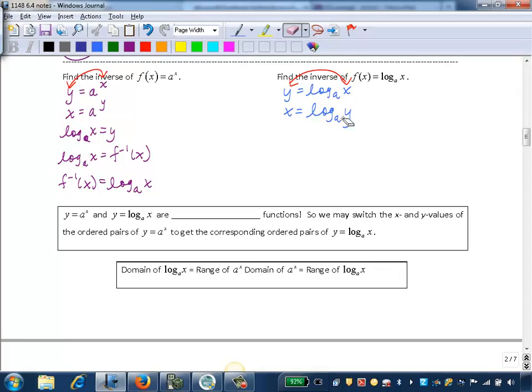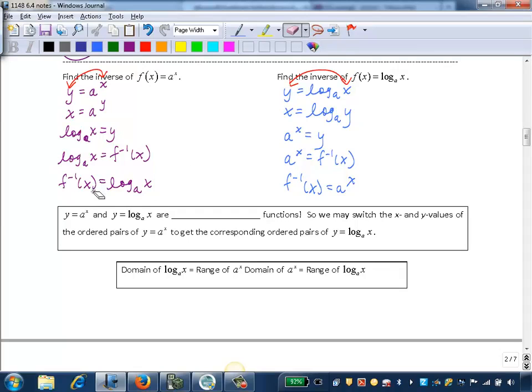So again, now I want to isolate the y, write it in y equals form. So I'm going to have to write this in the equivalent exponential form to get this y out of the argument. So I can rewrite this as a to the x power equals y. So there's your y isolated. And then we just rewrite that with our f inverse of x notation. So we have a to the x equals f inverse of x. And I'll just turn it around. F inverse of x equals a to the x.